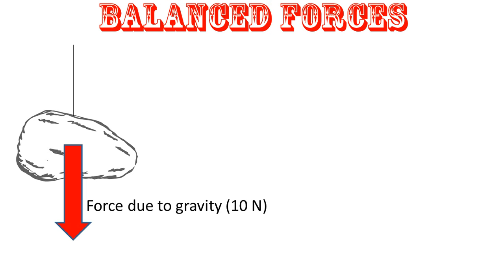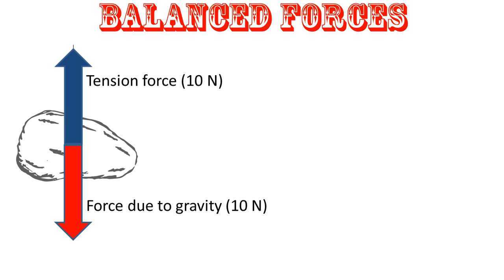So we're up to balanced and unbalanced forces. Here we have a rock, and that rock is held up by a piece of string. We know that the rock has a force due to gravity acting on it, and in this case, let's say that is 10 newtons down. The string also supplies a force, which we call a tension force, of 10 newtons up.